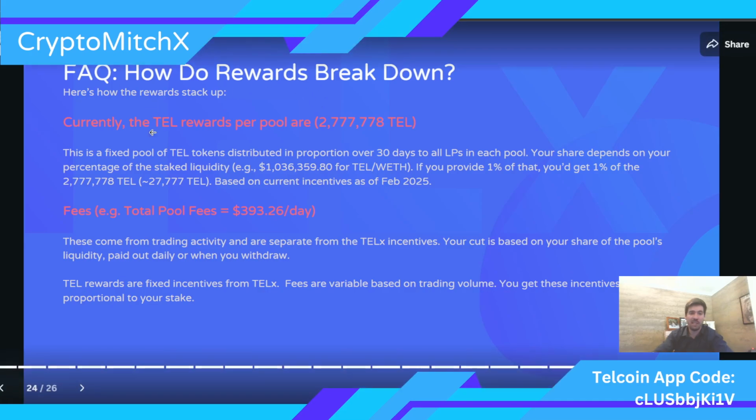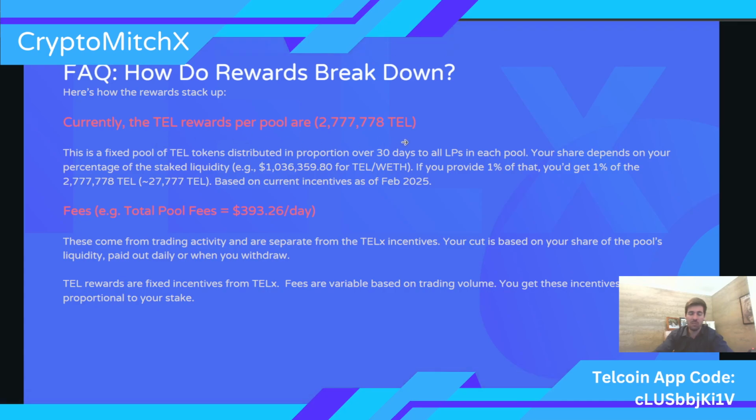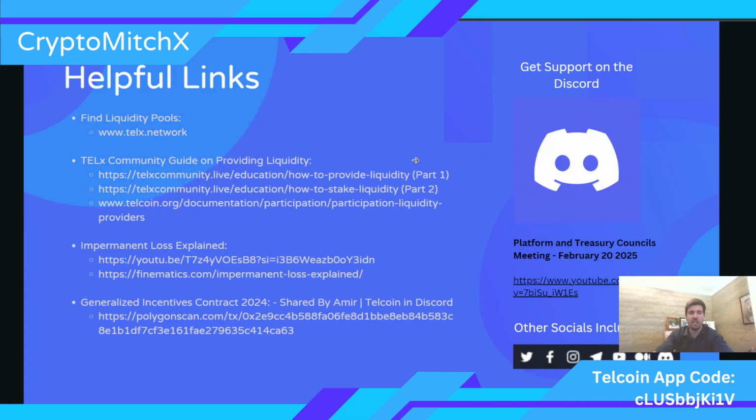How do rewards break down? So we've talked about this. The TEL rewards, 2.7 million, equivalent to about $26,000, and the fees are based on how many people are trading that pool. So you get the benefits based on the proportion of your stake.